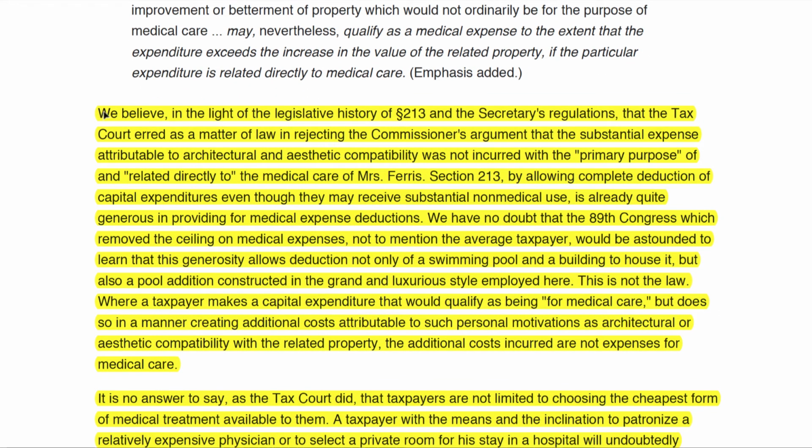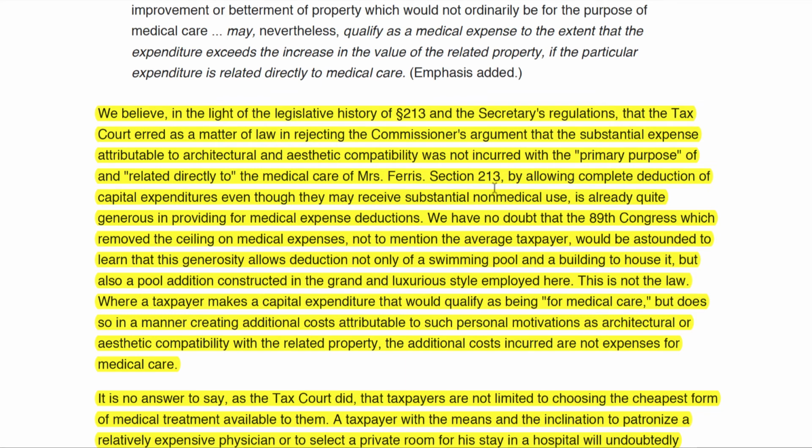Here's where the court is ruling. "We believe in the light of the legislative history of Section 213..." Look, there's legislative history, by the way. We talked about that. Remember, that was the committee reports, the Joint Committee on Taxation, right? The congressional record, all of those things. That's what they mean by legislative history. So they do reference it, but again, it's only persuasive. It's not binding. The tax court erred as a matter of law and rejected the Commissioner's argument.